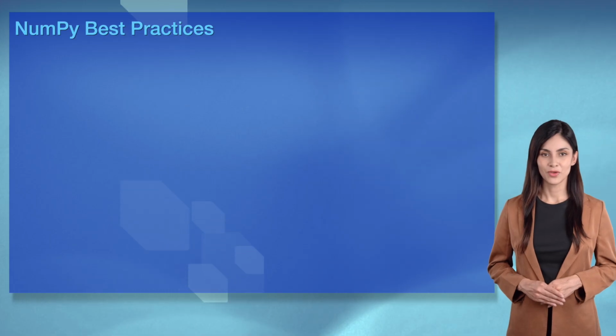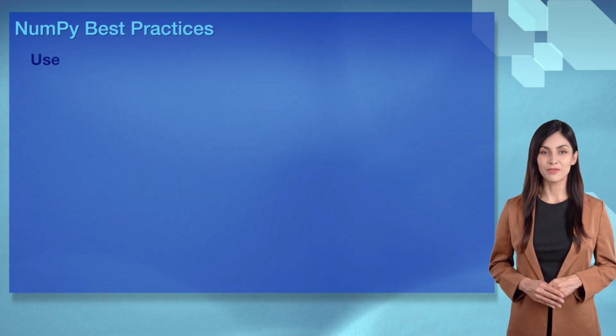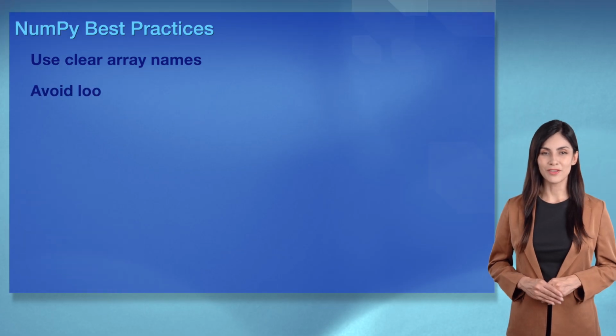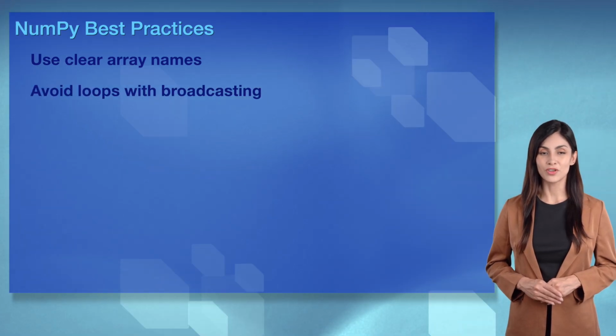Wizards, clean NumPy code is readable and efficient. Use clear names like feature_array, avoid loops with broadcasting, and comment like "ensure scale for AI." This makes your AI code shine.